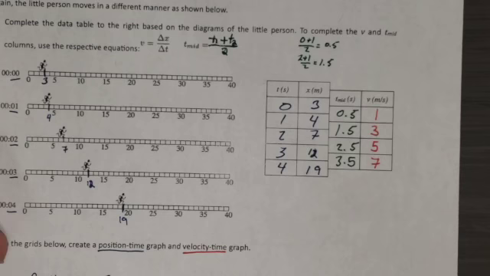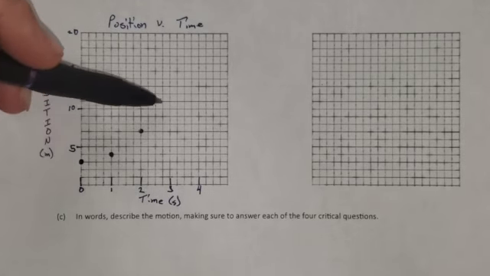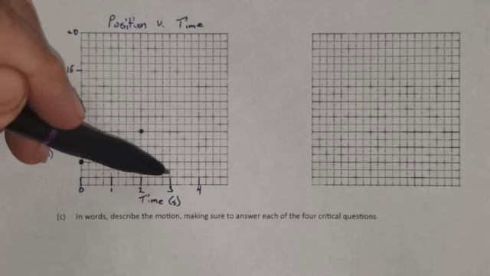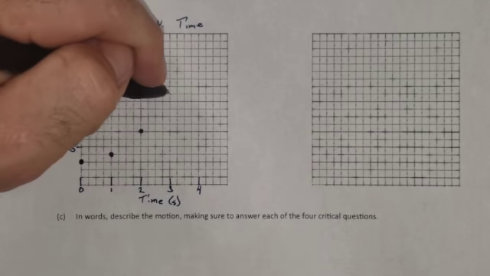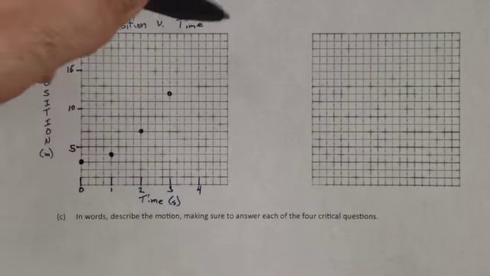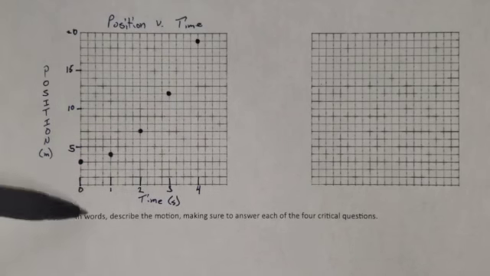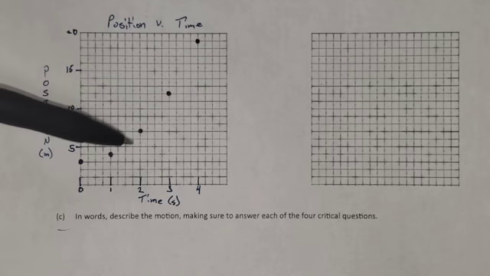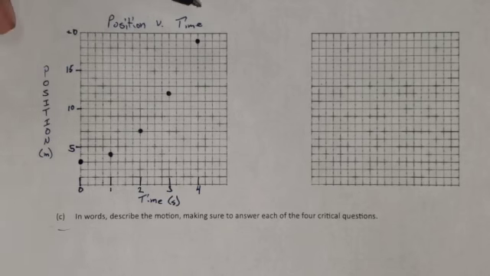When time is 3, x is 12. So here's 3. We're going to come up to this. That's 10, 11, and 12. And when time is 4, x is 19. So this right here is our position versus time graph. And we can go ahead and see that this is curving upward.